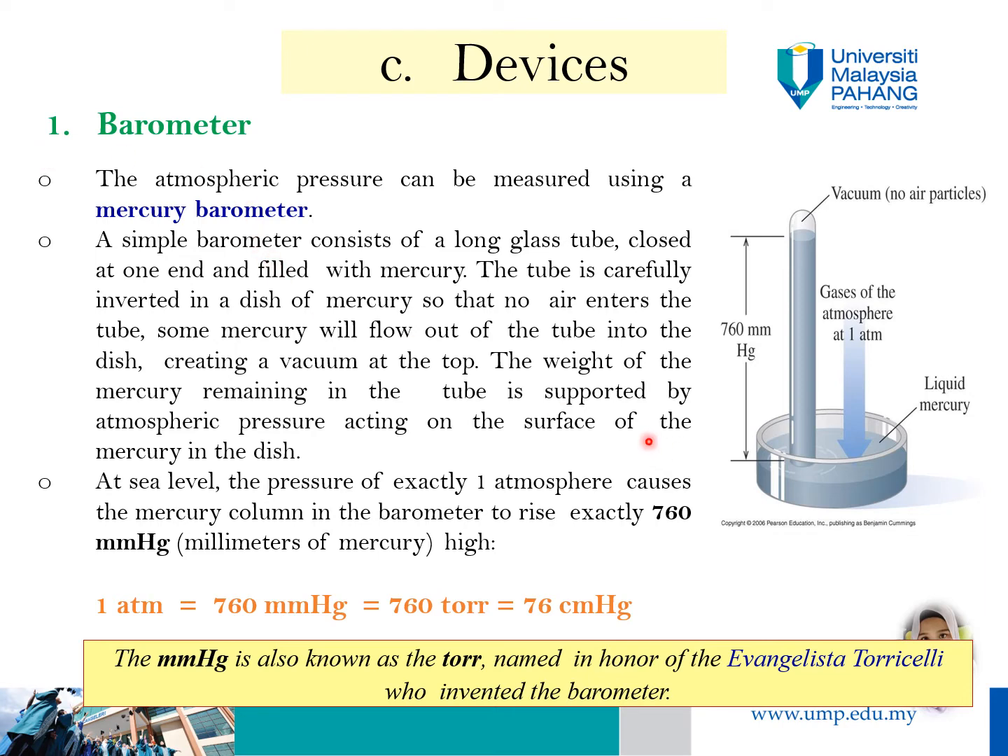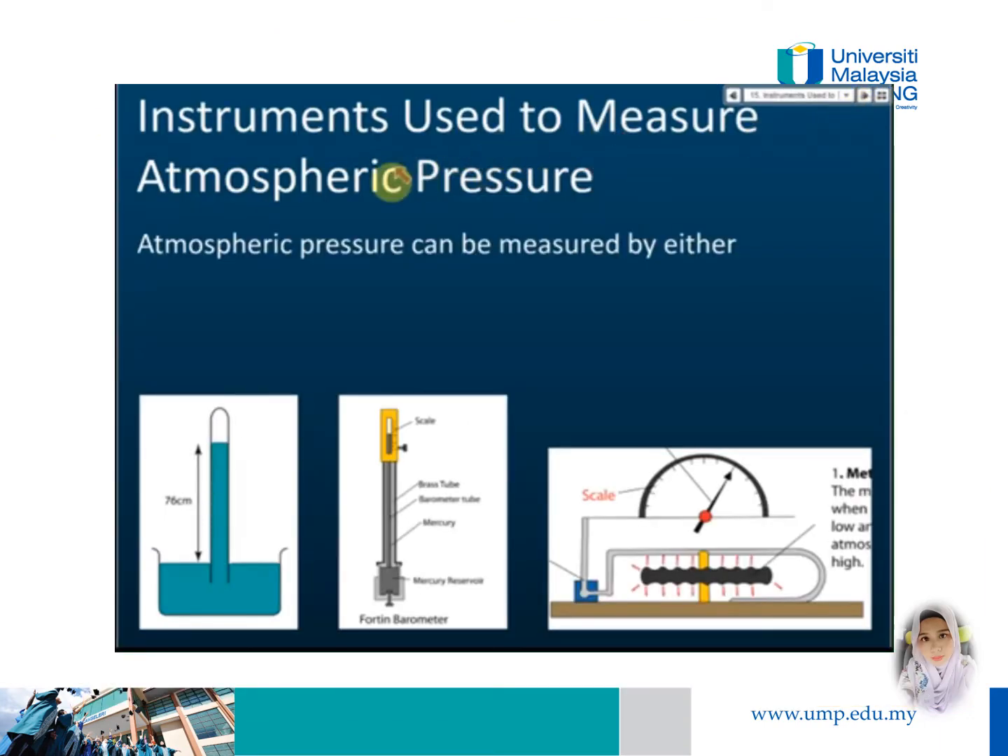At sea level, the pressure of exactly 1 atmosphere causes the mercury column in the barometer to rise exactly 760 mm high, which is 1 atm equal to 760 mm mercury, also equal to 760 torr, or 76 centimeters mercury. Let's see the instruments used to measure atmospheric pressure.